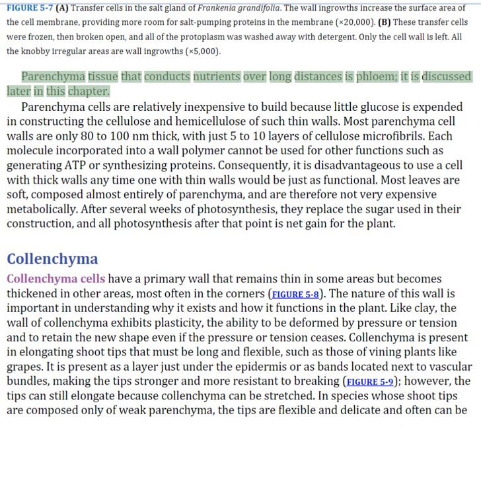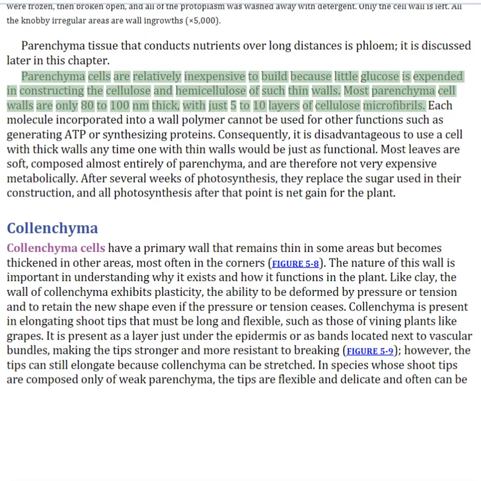Parenchyma tissue that conducts nutrients over long distances is phloem. It is discussed later in this chapter. Parenchyma cells are relatively inexpensive to build because little glucose is expended in constructing the cellulose and hemicellulose of such thin walls. Most parenchyma cell walls are only 80 to 100 nanometers thick, with just 5 to 10 layers of cellulose microfibrils.